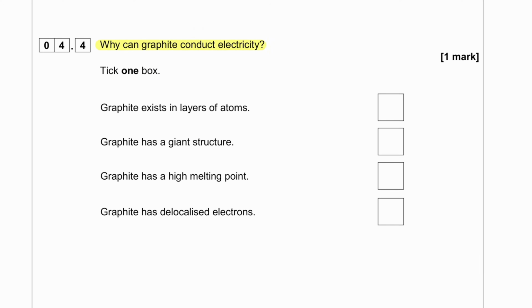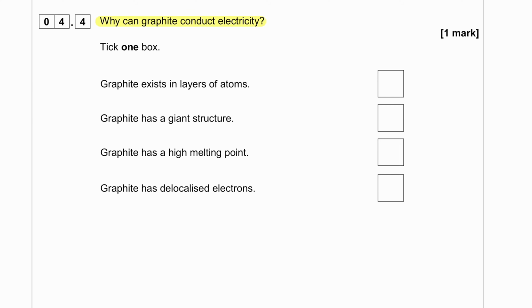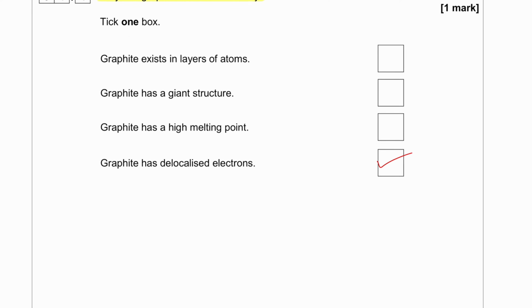Guys, graphite can conduct electricity because it has delocalized electrons. Remember, all of the structures that conduct electricity should have free electrons or delocalized electrons. So graphite has delocalized electrons. This will be the correct answer.